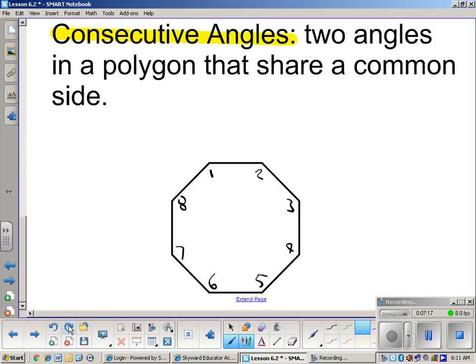Hunter, you're saying something. What is it? Is it adjacent angles too? Adjacent? Yeah. Adjacent, they share a side. Okay. The problem with adjacent is they also share the vertex.